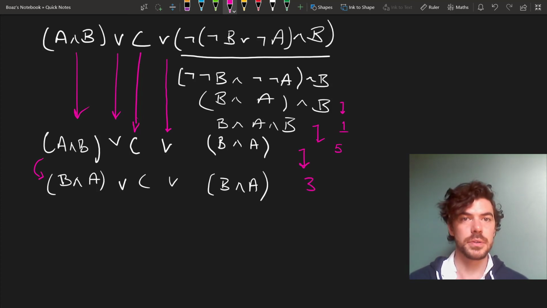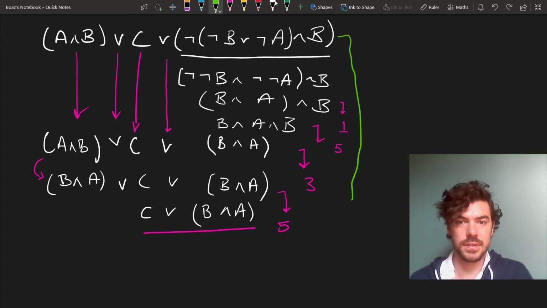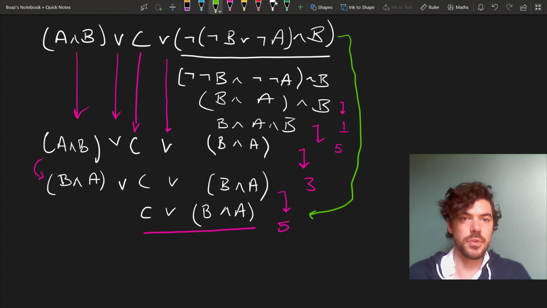And by idempotence, B and A or C or B and A is just equivalent with C or B and A, or if you prefer, B and A or C. So we get here by Rule 5 again. And that's it. This whole sentence, A and B or C, or not, parenthetical not B, or not A, close parenthesis, and B, up here is just the same as this much simpler sentence down here. And each line in this chain is equivalent with the line that comes before it.